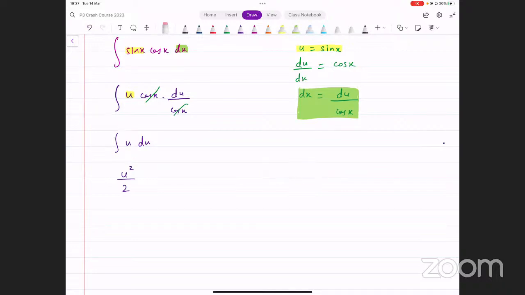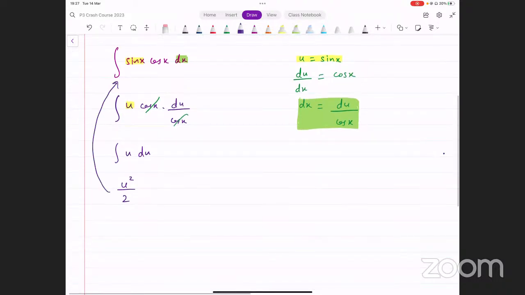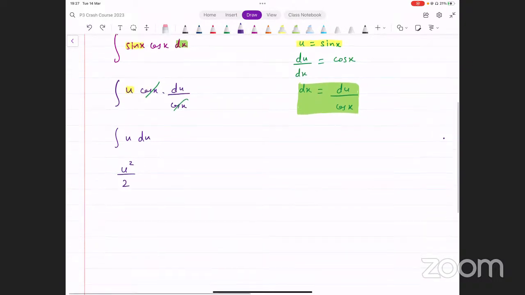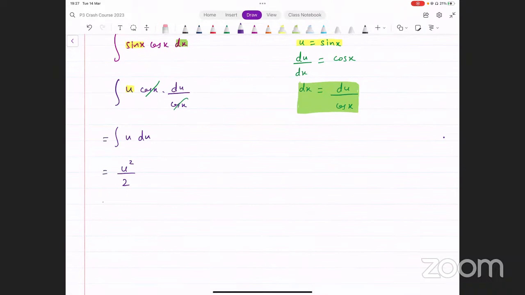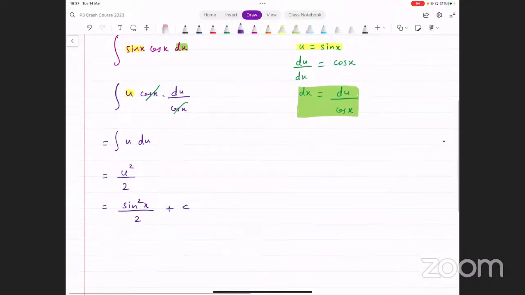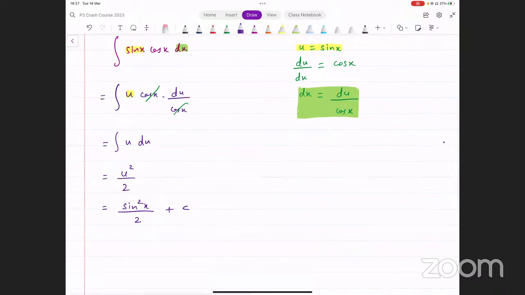All right. And then now once you're done with this, you put that substitution back. You put that substitution back because the original integral that you're integrating is in terms of x. So you have to convert it back to something in terms of x. Now, u was sin x. So this is going to become sin squared x over 2. That's the integral of sin x into cos x. Sin squared x divided by 2 plus c. That's how you integrate this.